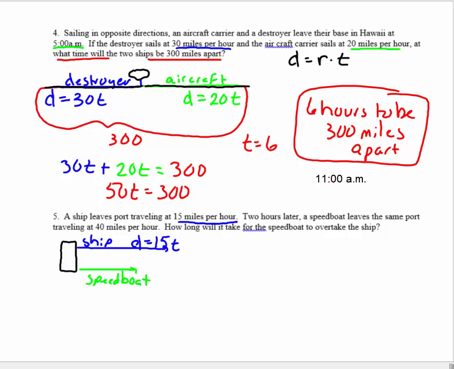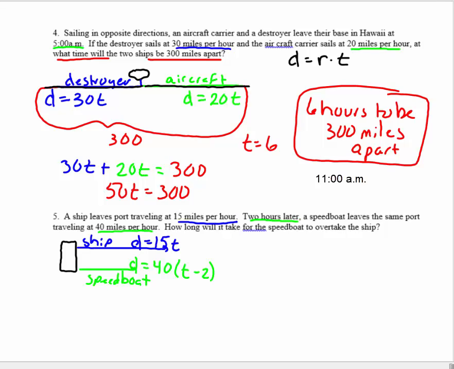Looking at the speedboat, what is its distance? Well, its distance is its rate times its time. Its rate is 40 miles per hour times its time. Now, it left 2 hours later, so it had a 2-hour delay, so its time has to be t minus 2.